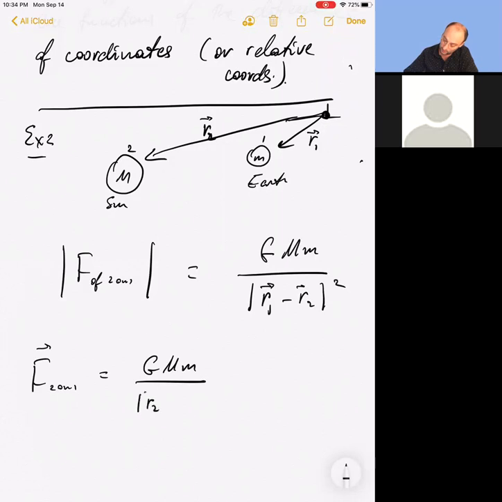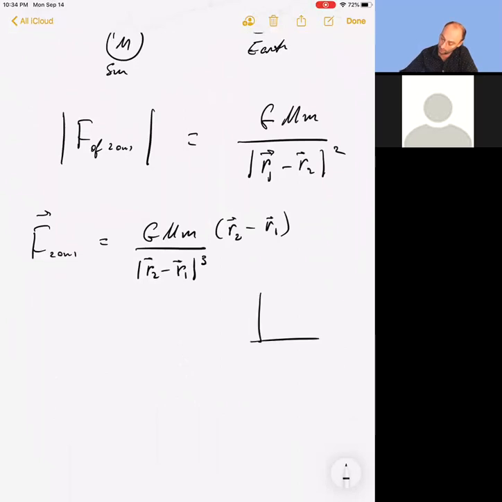Let me write it like this: R2 minus R1 over the magnitude cubed, times R2 minus R1. Let's see if this makes sense. Say I have a coordinate system, with R2 and R1. Object 1 is going to be attracted to object 2 because it's gravitation. This vector right here is R2 minus R1. So R1 plus R2 minus R1 gives R2, right? So the force on R1 is in the direction of the vector R2 minus R1. That's why I wrote it like that.